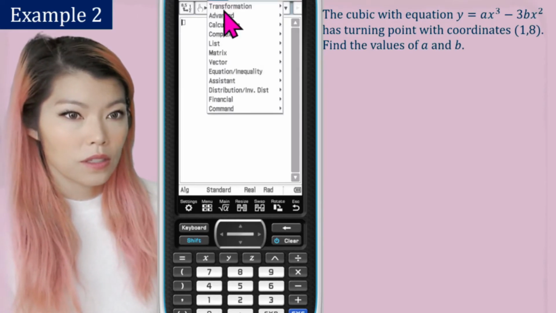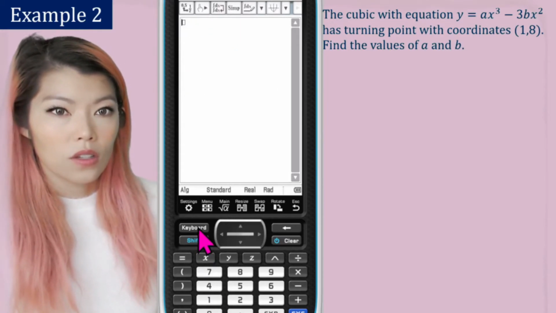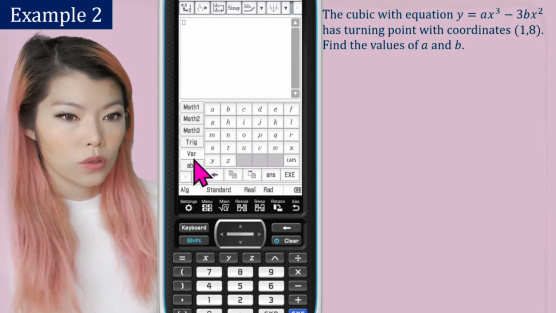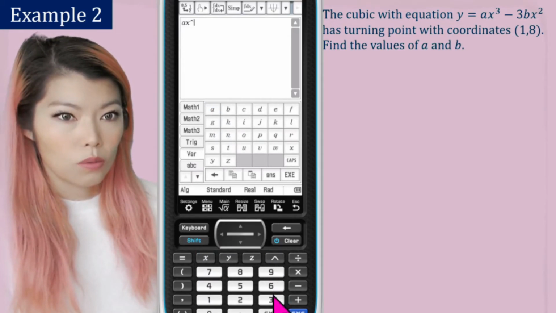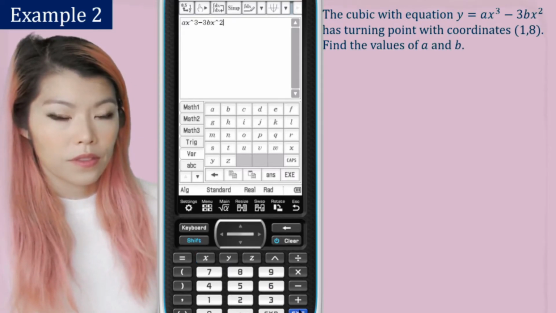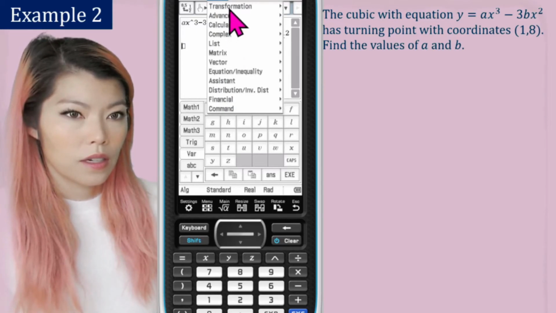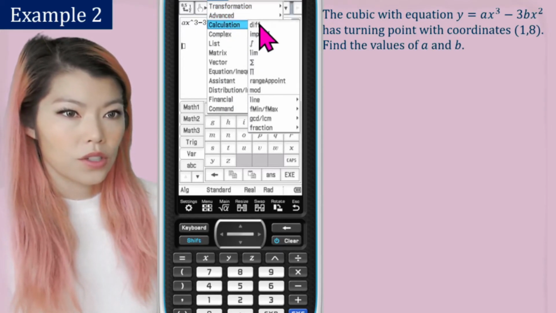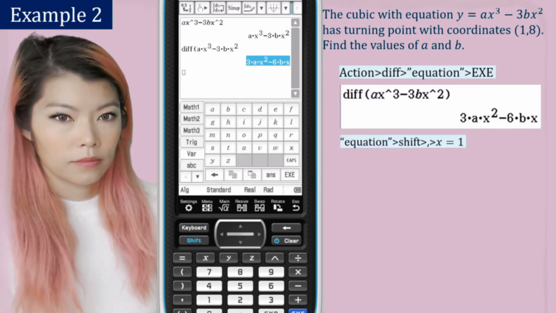So let's find the gradient first. I'm going to type in our expressions so that we can work with it. So go to keyboard, use variables, not ABC, use variables. So we have, what do we have? A x cubed minus 3b x squared. That's what we're going to work with. So we can find the derivative in calculation diff. So we have the derivative.